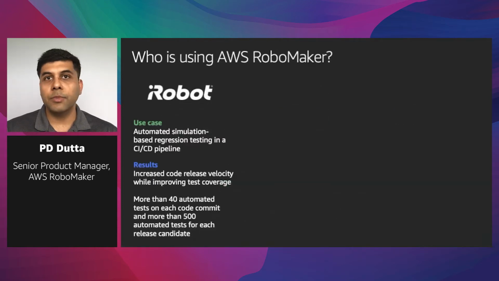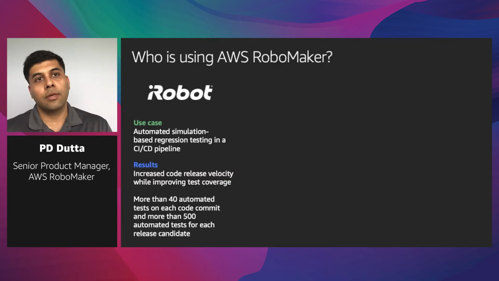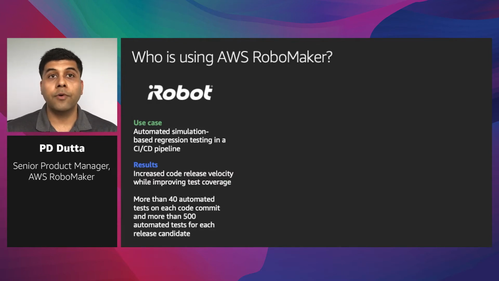To look at some of the customer use cases and examples, iRobot uses RoboMaker for automated simulation-based regression testing in a CI/CD pipeline. So they're running more than 40 automated tests for each code commit and more than 500 automated tests for each release candidate. So they were able to increase their release velocity and improve their test coverage by using RoboMaker.